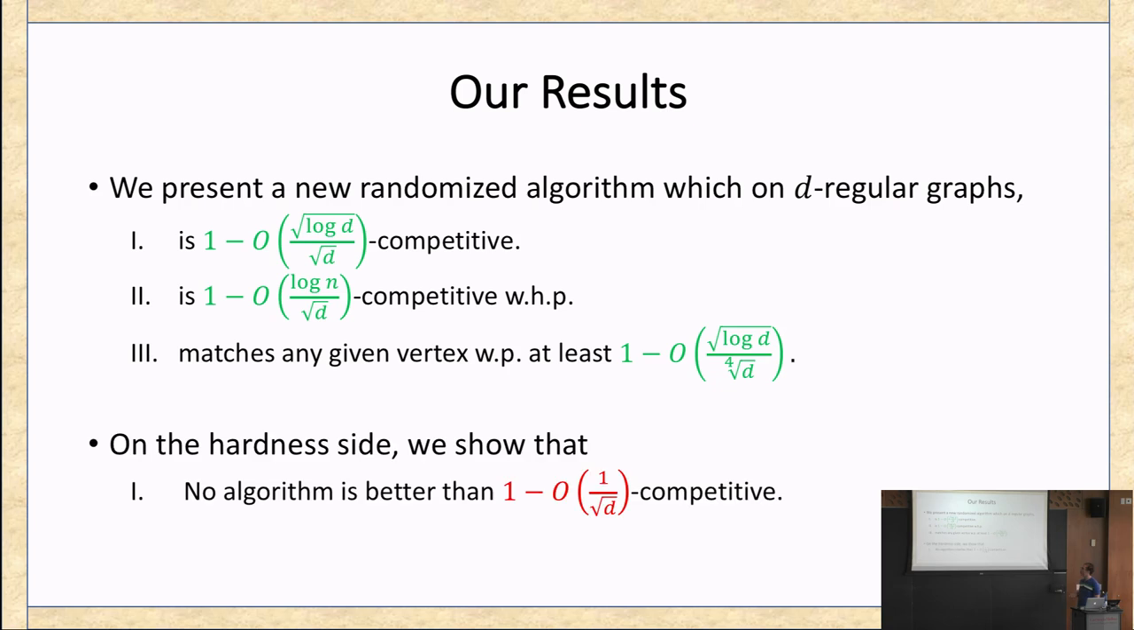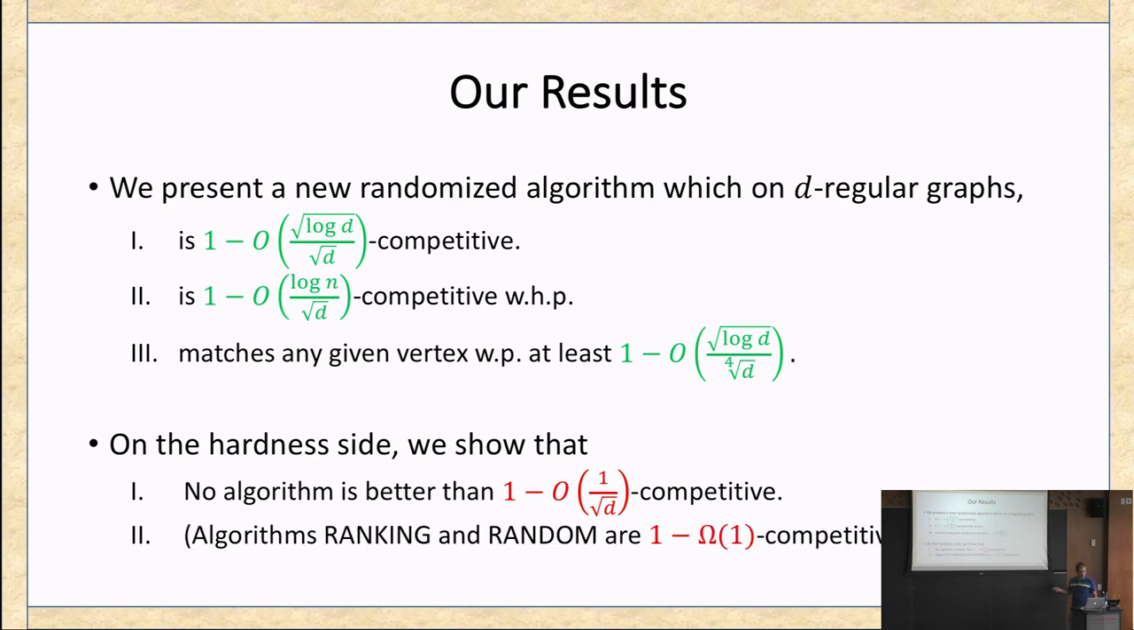On the hardness side, we showed that no algorithm is better than 1 minus order 1 over square root of d competitive. So again, up to the square root log d, our algorithm is tight. And well, not a hardness result per se, we also show that ranking and random are both 1 minus omega 1 competitive. So even as d grows to infinity, random is at best 11 over 12 competitive, and ranking is at most 7/8 competitive. Again, not a hardness result per se. It just shows that we actually needed a new algorithm rather than just using something off the shelf.